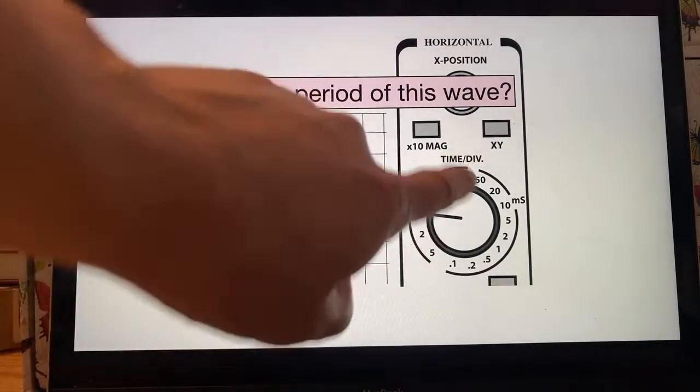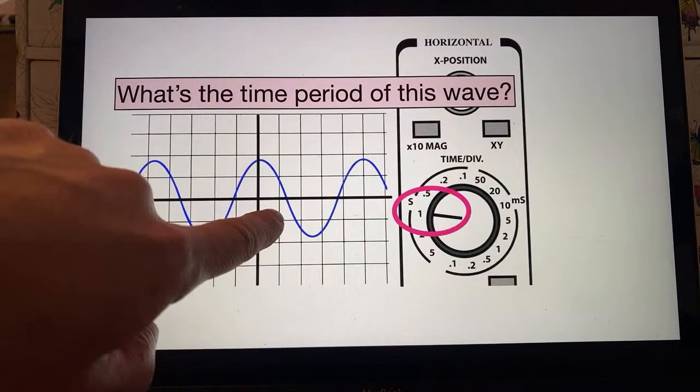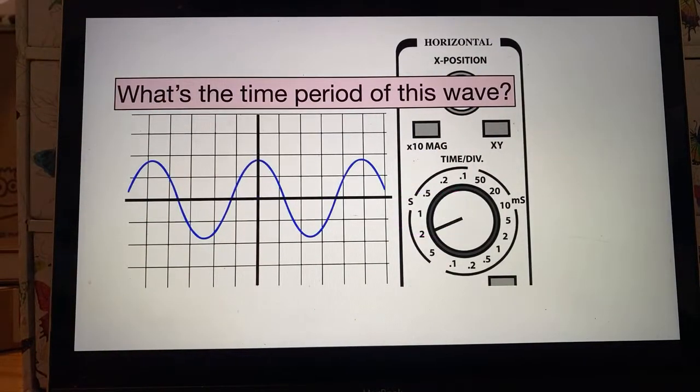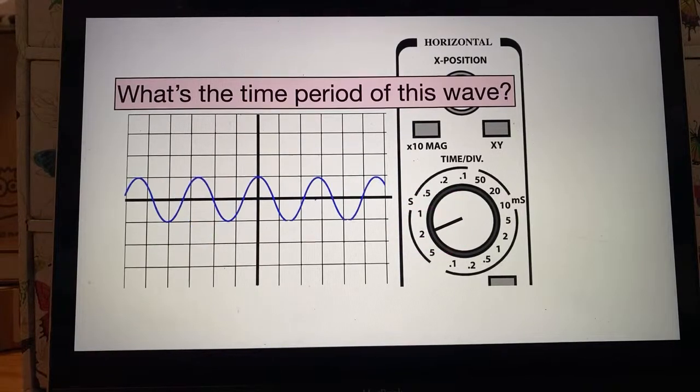So you've got to be really careful that you note how many seconds there are per division, because you can display different waves on an oscilloscope as looking the same by just turning the knobs. So that last question was 10 seconds, all right? What about this one? Oh, it's fun.